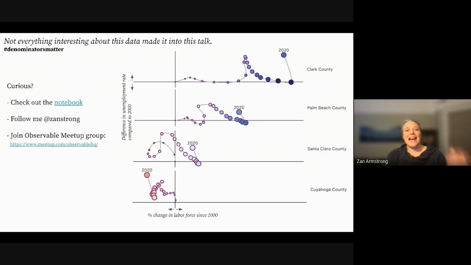And not everything that's interesting made it into this talk. I love this chart. And I love thinking about the denominator, what's happening with the labor force, as well as the numerator and the ratio metric, what's happening with the unemployment rate. So look forward to future talks about denominators matter and maybe some nice stuff on Twitter with this chart.